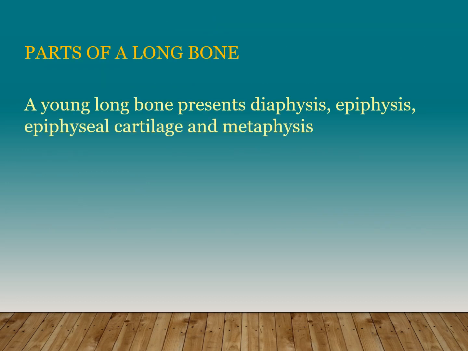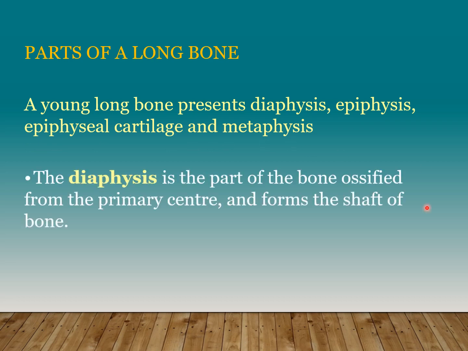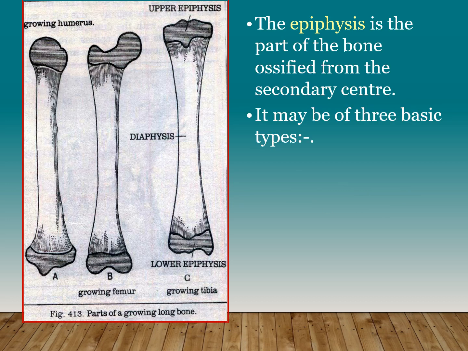Parts of a long bone. A young long bone presents diaphysis, epiphysis, epiphyseal cartilage and metaphysis. All this can be asked as short notes, MCQs. The diaphysis is the part of the bone ossified from the primary center, so that will usually be the shaft of the bone. The epiphysis is the part of the bone ossified from the secondary center, and it may be of three basic types.